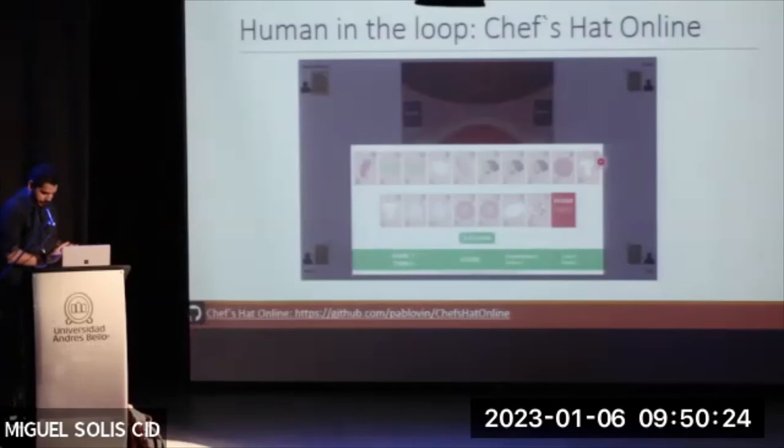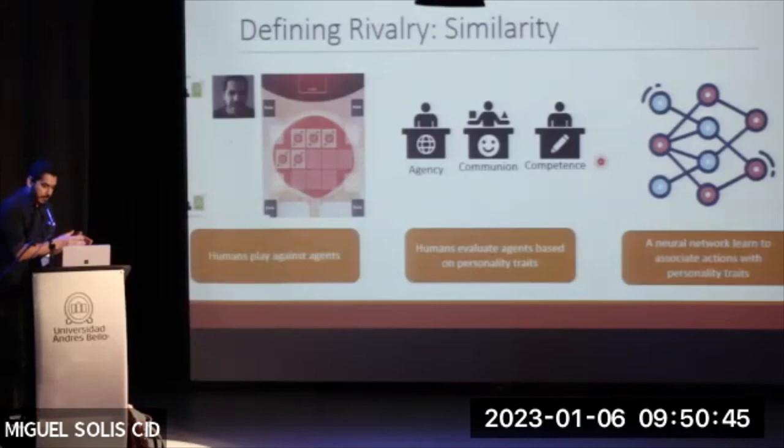The first step was to collect the data from the persons while playing the game. And we collected from 25 persons playing 10 games each online against three different agents. What we did was ask the persons to play the game, and also to evaluate the agents and give them a personality rating based on three components: agency, communion, and competence. Each of the agents was given one of these values. And we created a neural network that receives as input the strategy the agent is using, so the actions the agent is doing, and tries to map these actions to the personality rating this agent was given by the humans. So this neural network can actually detect personality traits, levels of agency, communion, and competence, based on how the person plays the game.